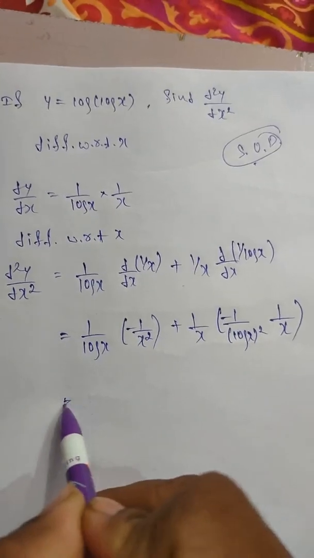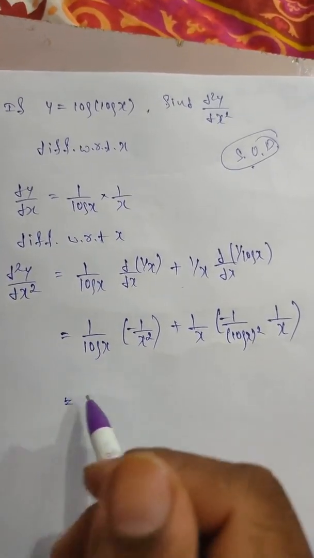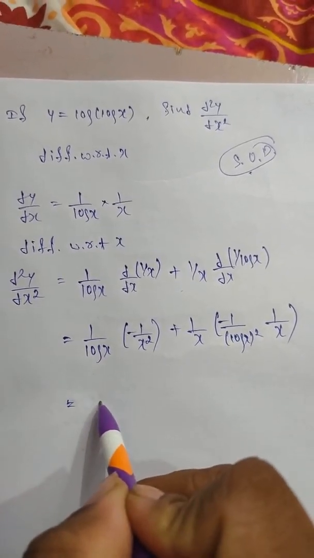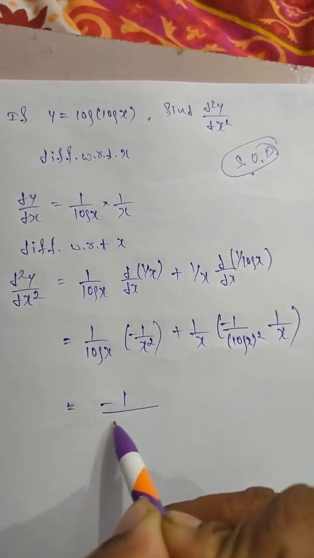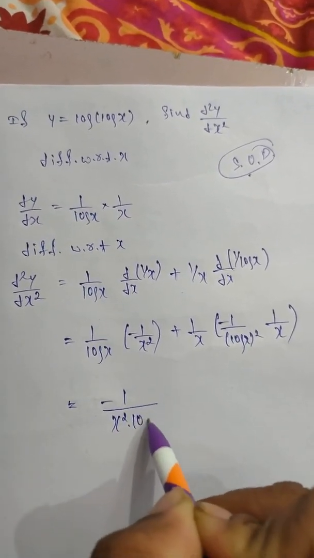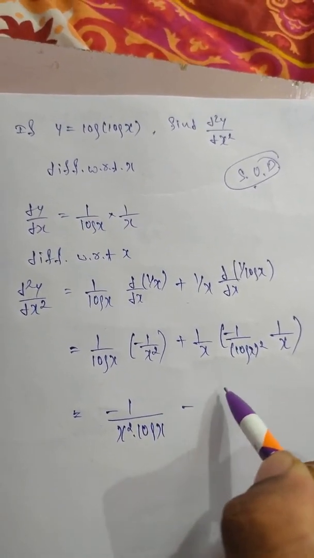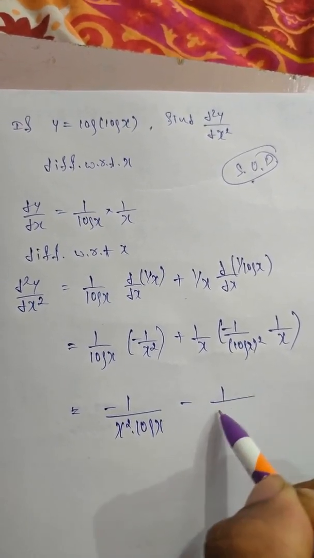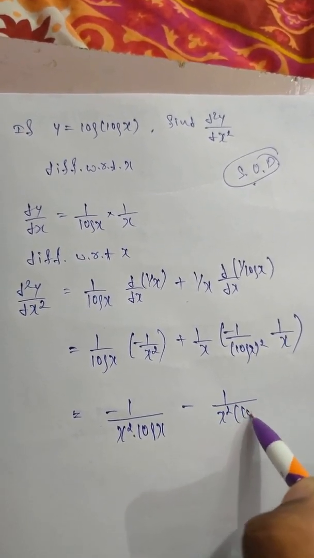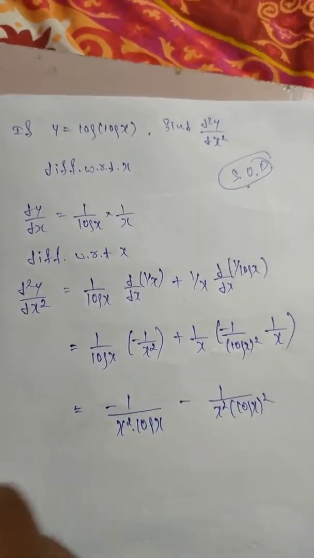Now I am writing the final steps. This is equal to minus 1 by x square log x, minus 1 by x square log x whole square. So this is the final step.